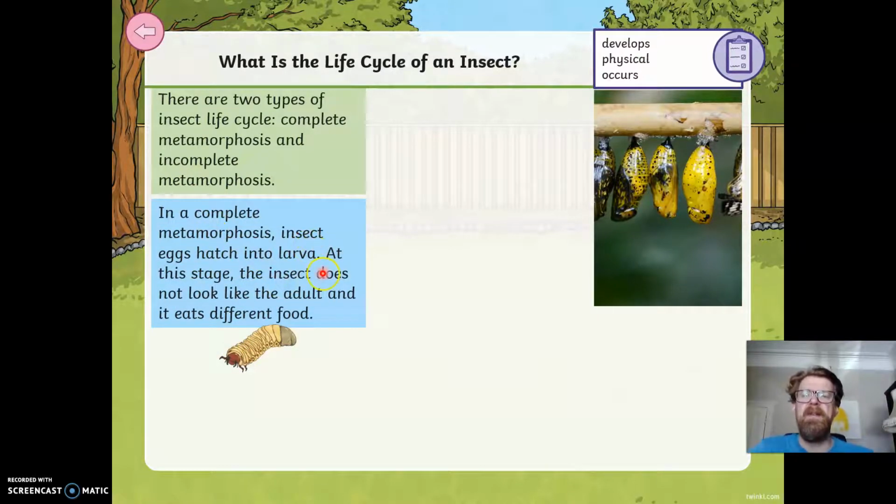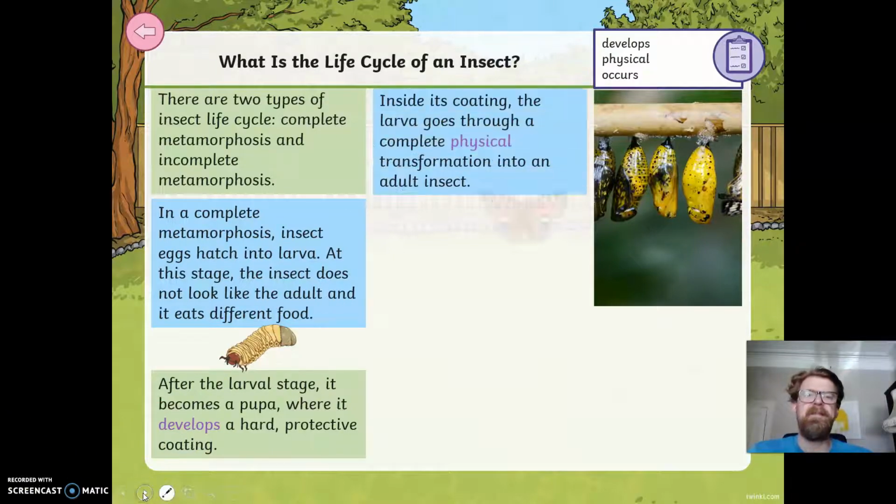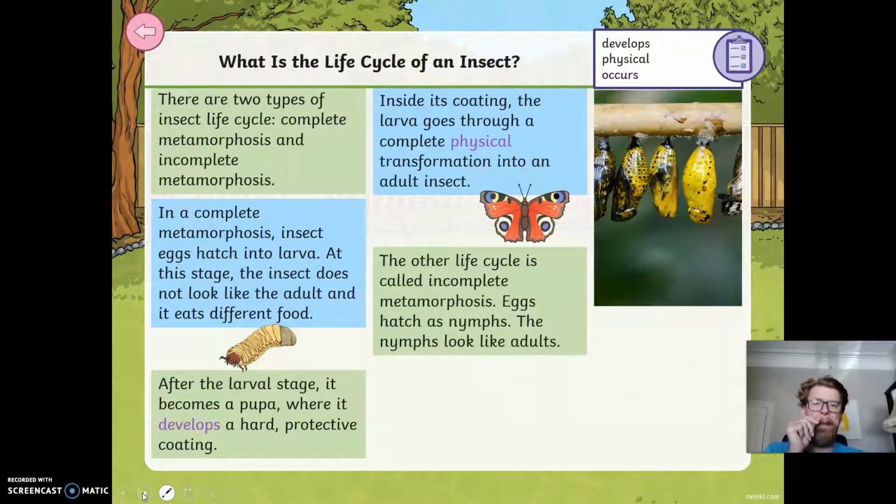So a complete metamorphosis is when an insect's eggs hatch into larvae, and it doesn't look like the adult, and it eats different food, and then it develops, becomes a pupa, which is what these things are up here, to protect it. And inside there, the larva goes through a complete change, a transformation into an adult insect. So butterflies we know about.